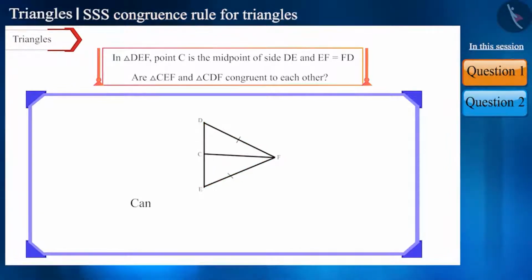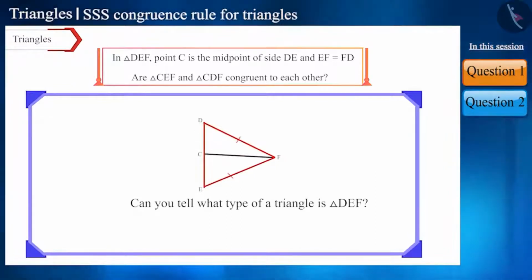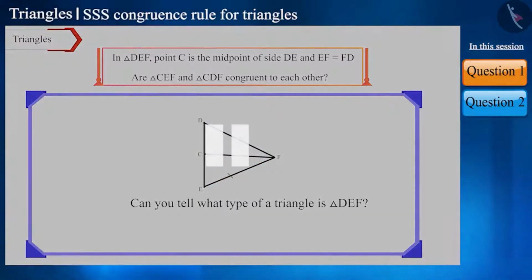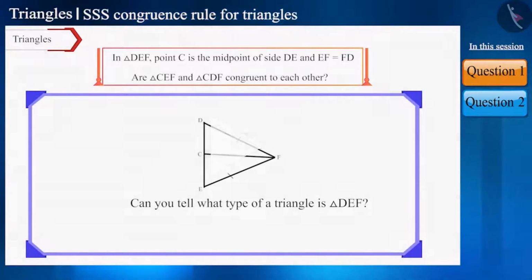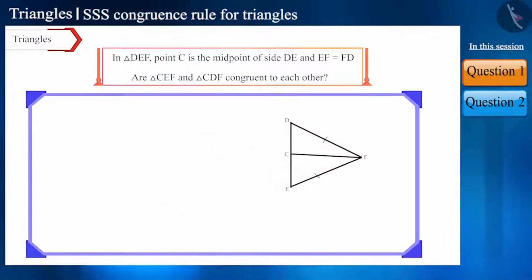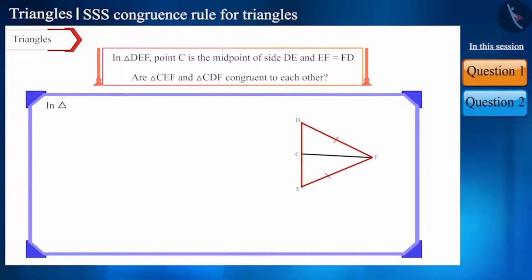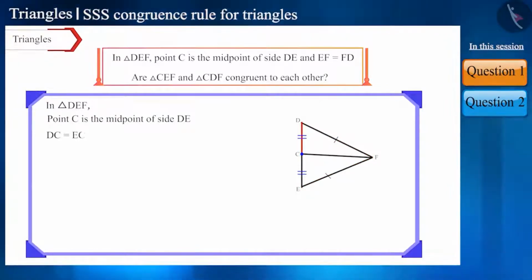Friends, can you tell what type of triangle this is by looking at the figure? You may pause the video to think about the answer. Yes, friends, two sides of this triangle are equal. Therefore, this is an isosceles triangle. Observe the diagram carefully. In triangle DEF, point C is the midpoint of side DE. That's why side DC and side EC are equal.